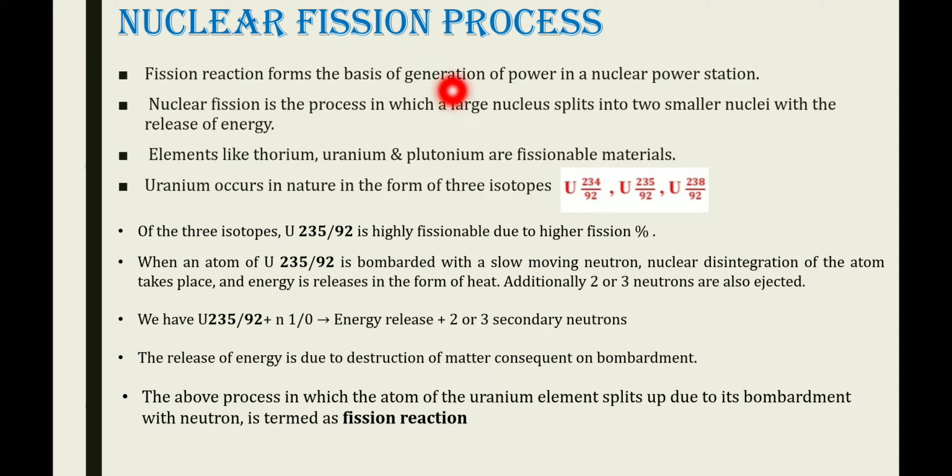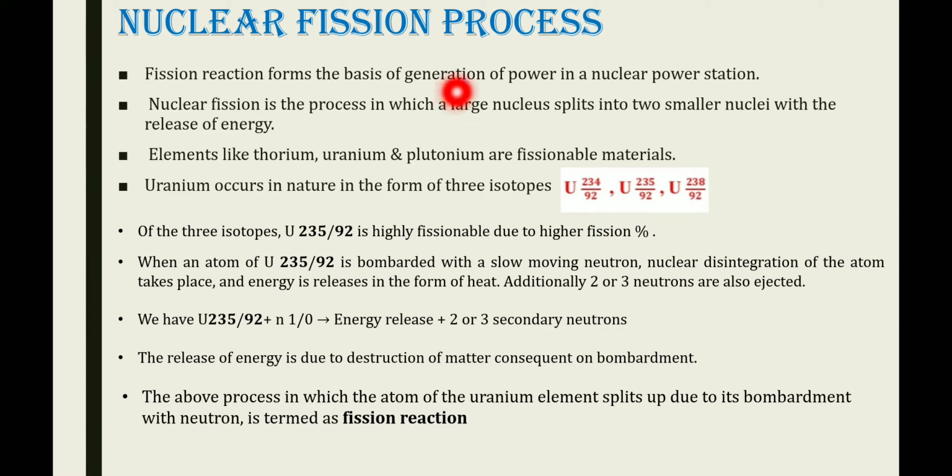Uranium-235, written as 235 over 92. Here 235 indicates the mass number, and 92 is the atomic number. The atomic number is the number of protons, and 235 is the mass number. The mass number is the sum of protons as well as neutrons.